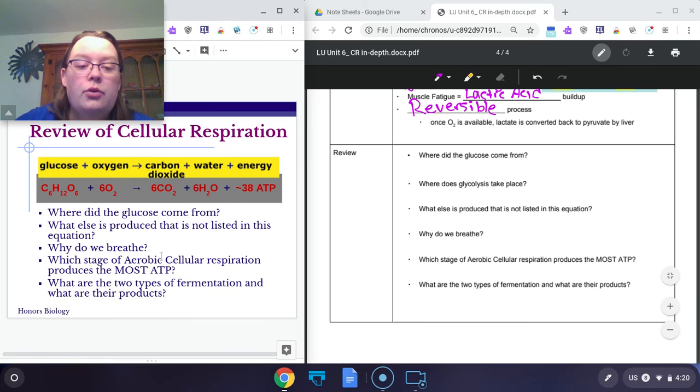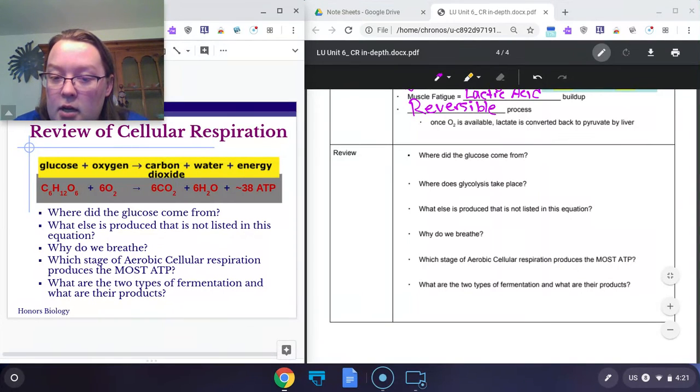All right, so we're going to go through these review questions at the end. So where did glucose come from? Well, glucose comes from either what you eat or if you're a plant, photosynthesis. So it depends. If you're a plant, glucose comes from photosynthesis. If you're an animal, it comes from what you eat. Number 2, where does glycolysis happen? Glycolysis happens, I'm going to go with what's on your sheet. Glycolysis happens in the cytoplasm of a cell.